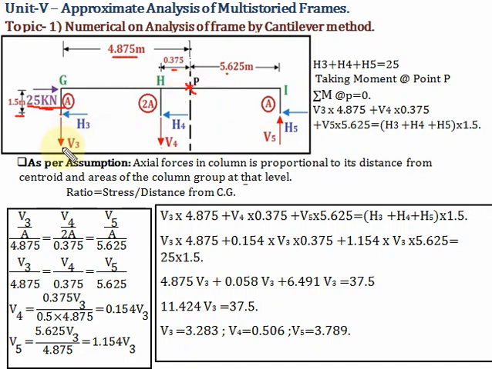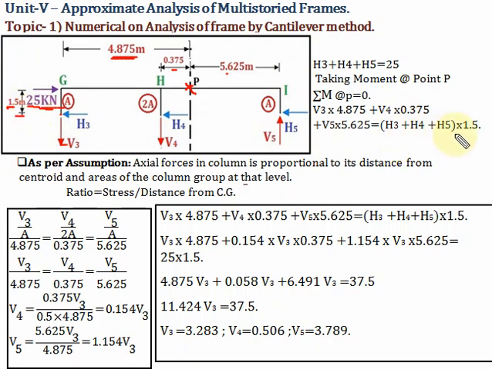Now V3 is acting like this, anti-clockwise. So V3 into the distance 4.875, then V4 into 0.375, then V5 into 5.625, equal to H3 plus H4 plus H5, the horizontal forces, into the distance 1.5.